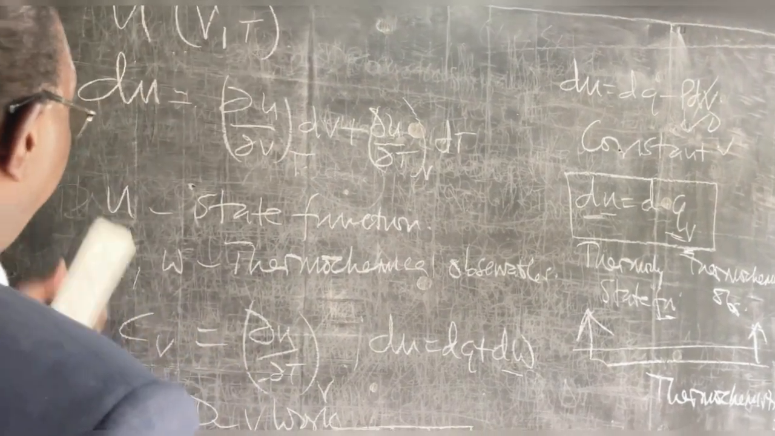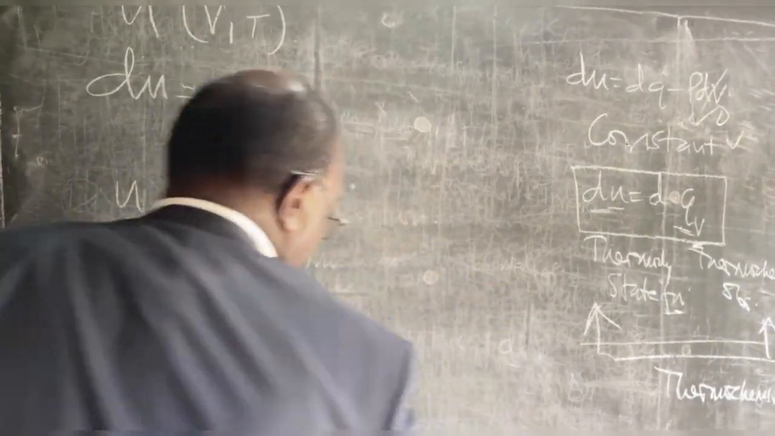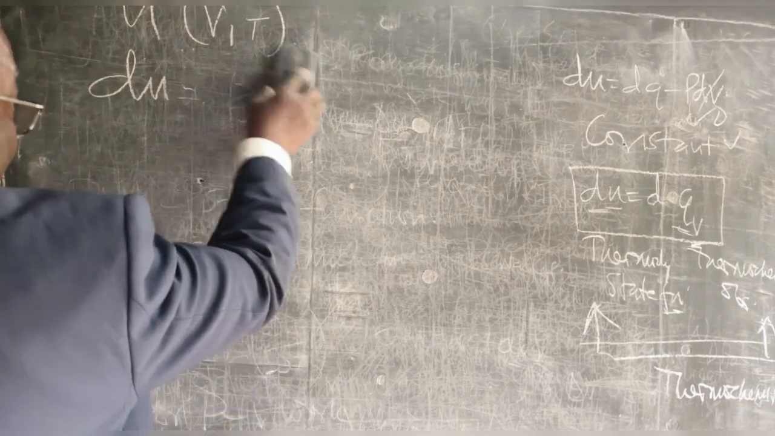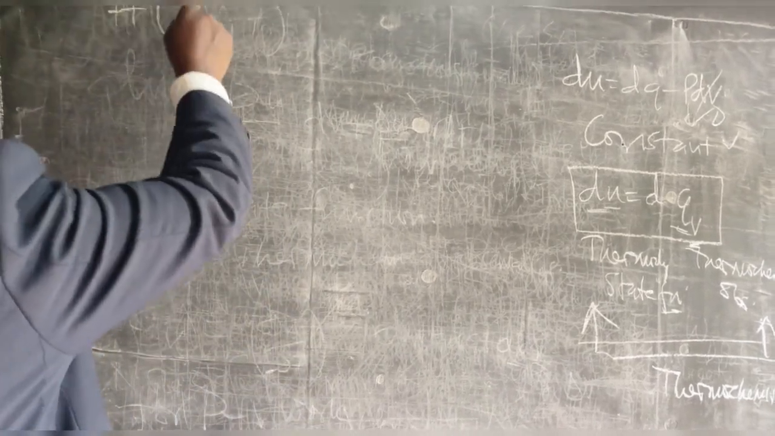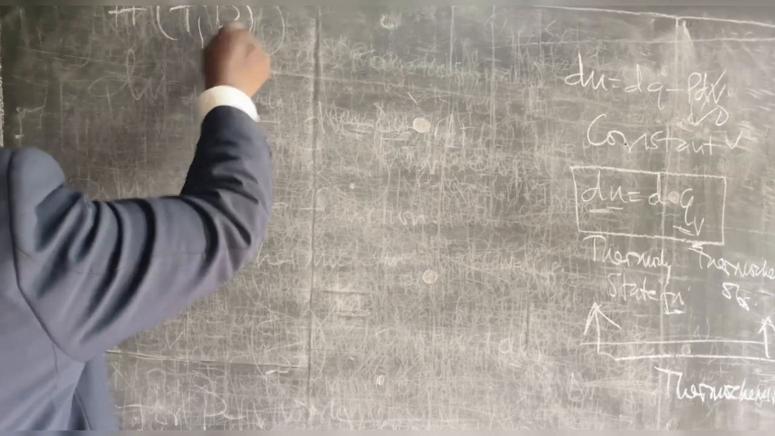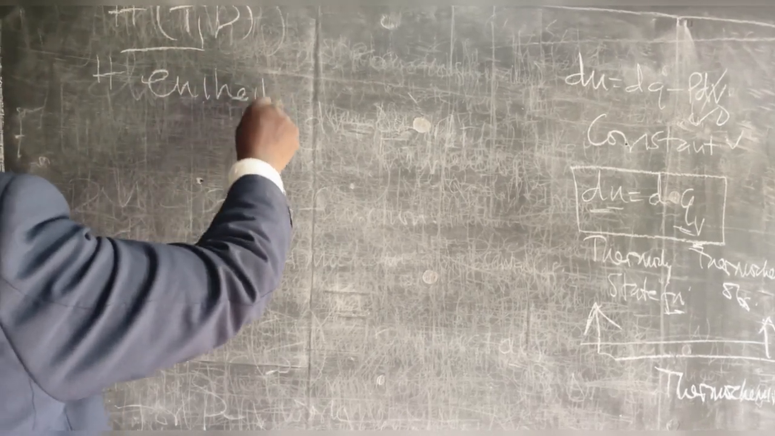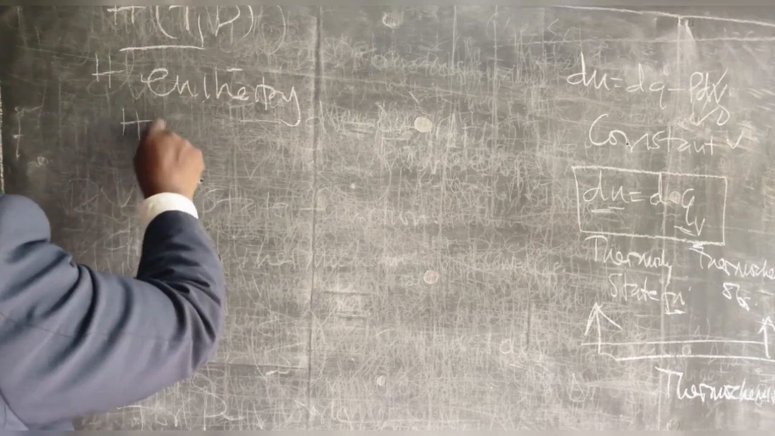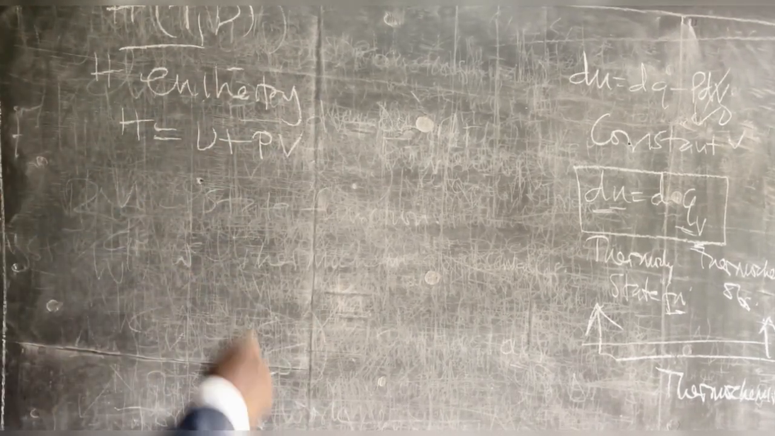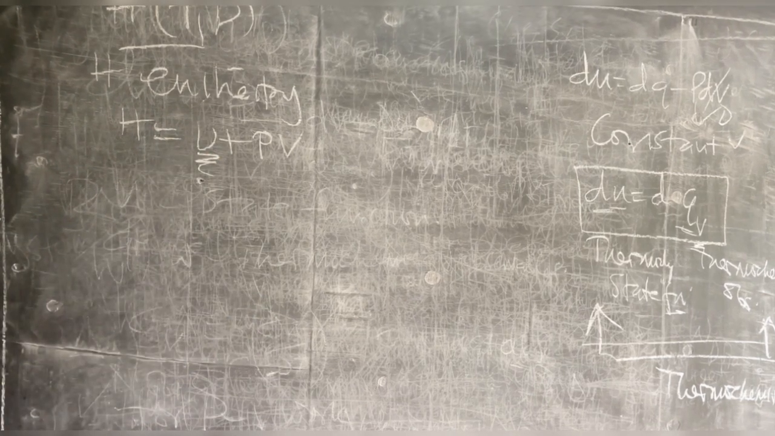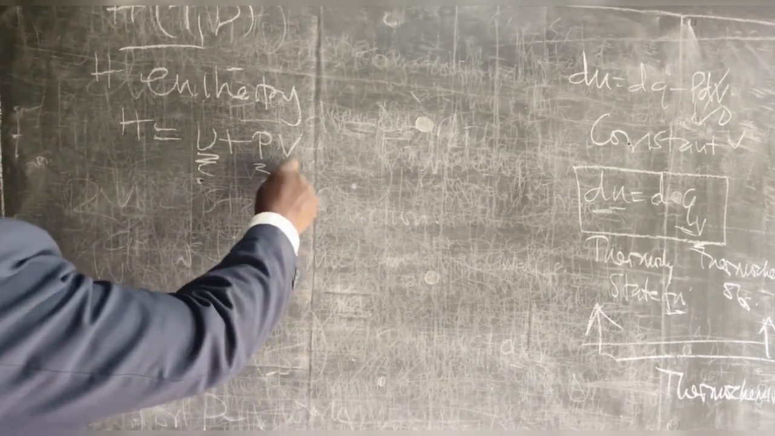Let us look at the other very important thermodynamic state function which can be related to a thermochemical observable, and that is enthalpy. Enthalpy, H, which normally is a function of temperature and pressure. In general, H is equal to U plus PV, where U is the internal energy, just like we have already talked about, P is the pressure of the system, and V is the volume.